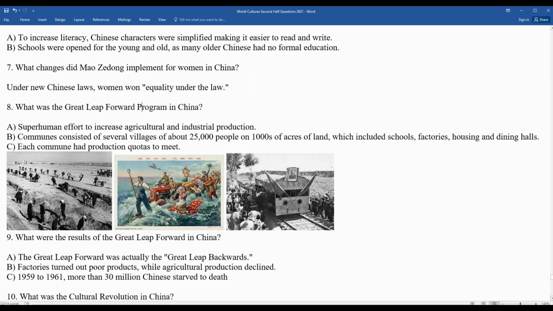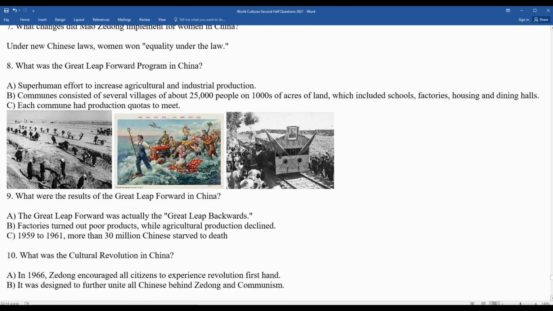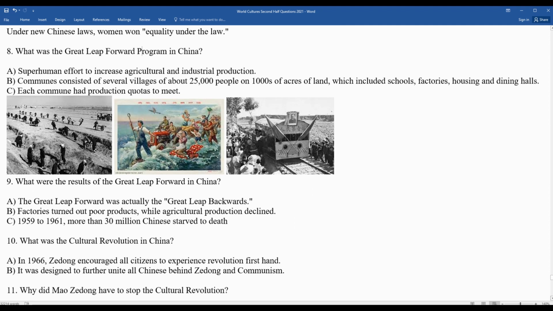10, what was the Cultural Revolution in China? In 1966, Mao Zedong encouraged all citizens to experience the revolution firsthand. It was designed to further unite all Chinese behind Zedong and communism. 11, why did Mao Zedong have to stop the Cultural Revolution?